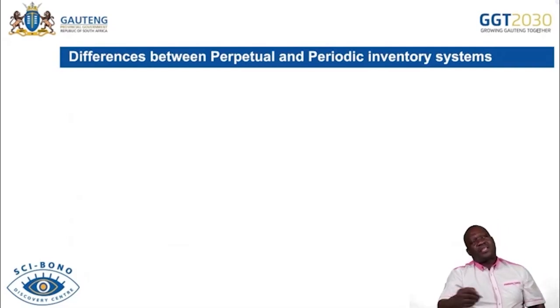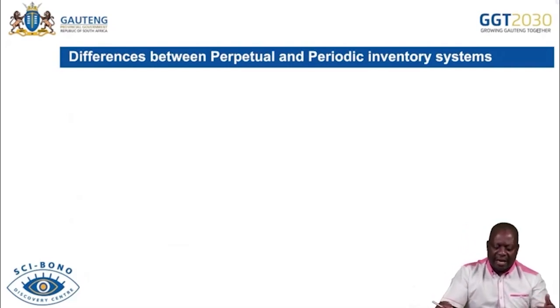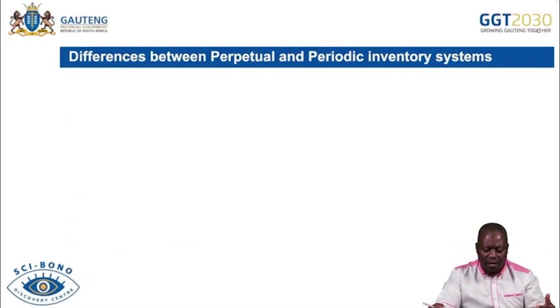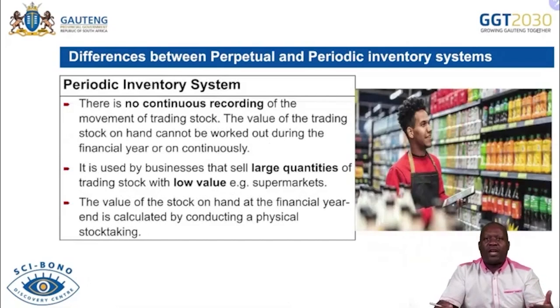Now, it is used by businesses that are selling large quantities of trading stock, and the perfect picture that comes into my mind is in a supermarket. Now, the value of stock on hand at the end of the year is calculated after having conducted a physical stock count. That is periodic inventory system.